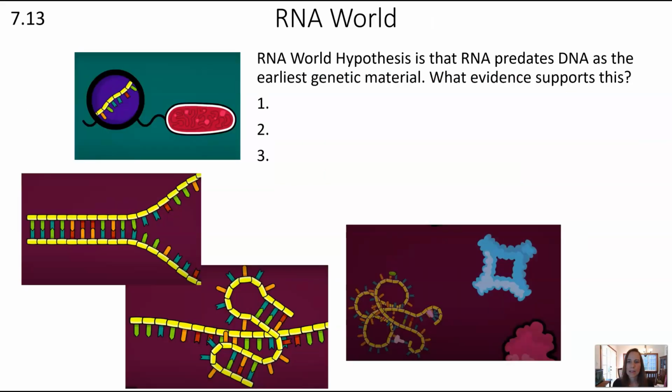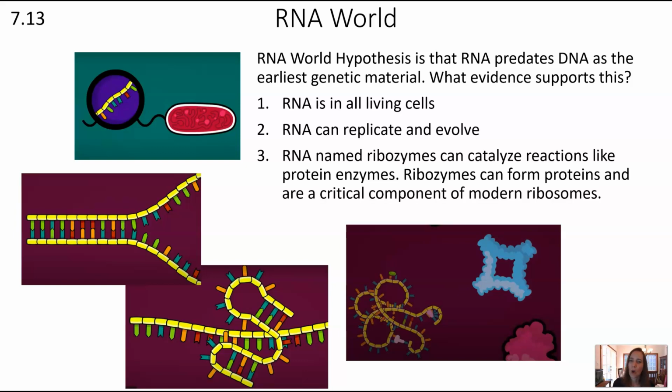All right, last up is RNA world. The RNA world hypothesis is that RNA predates DNA as the earliest genetic material. What evidence supports this? And these diagrams are all from a video, I believe it's a Stated Clearly video. So what are the three pieces of evidence shown here?